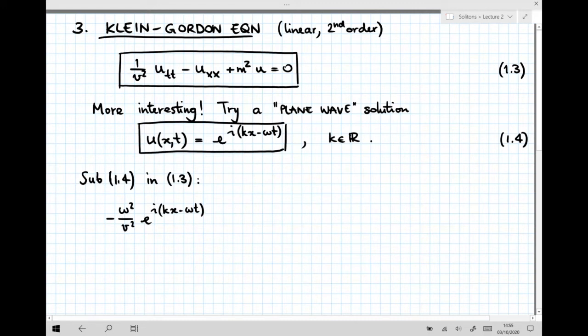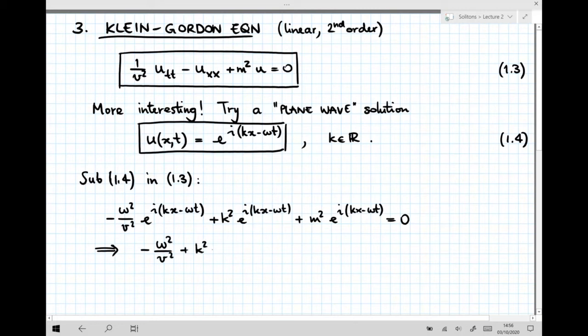And for the second term, we differentiate twice with respect to x, and we get a factor of ik squared. So we get plus k squared times exponential of I kx minus omega t. And finally, the third term is plus m squared times exponential of I kx minus omega t. And the Klein-Gordon equation tells us that this must vanish. Now, since this oscillatory exponential never vanishes, this means that minus omega squared over v squared plus k squared plus m squared must vanish.